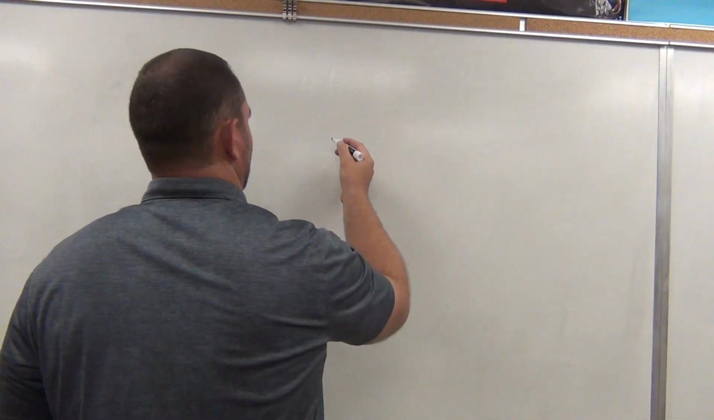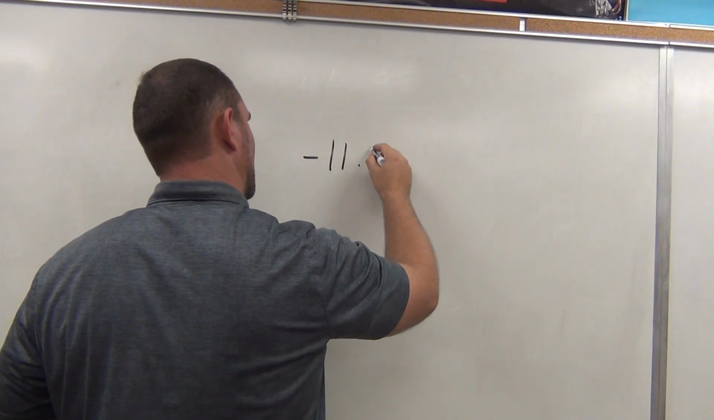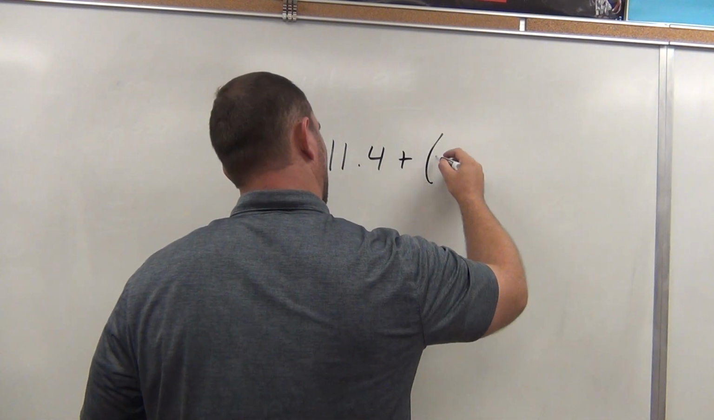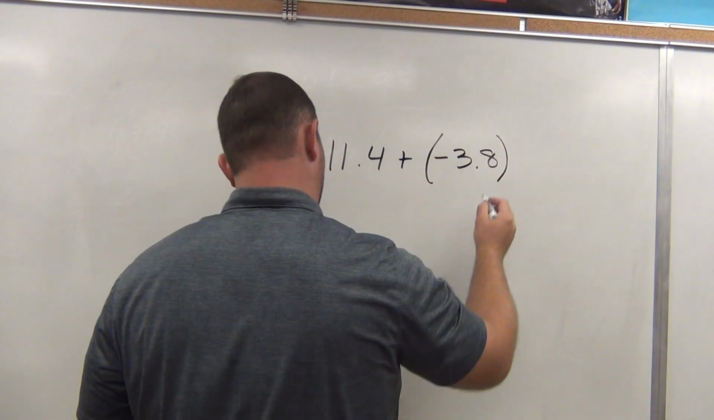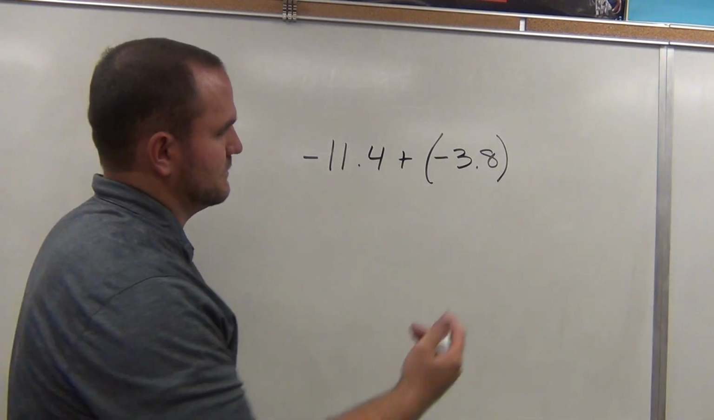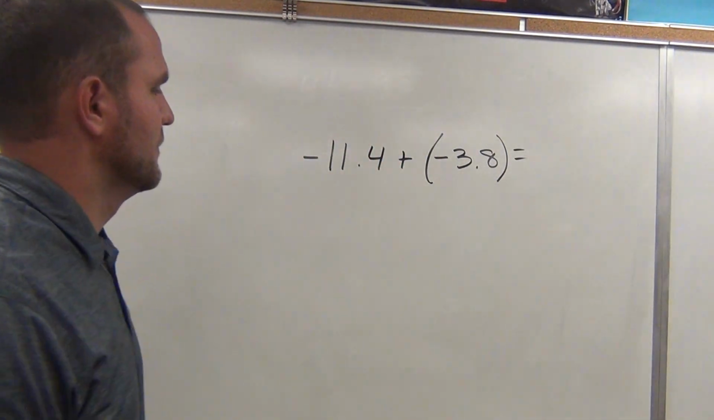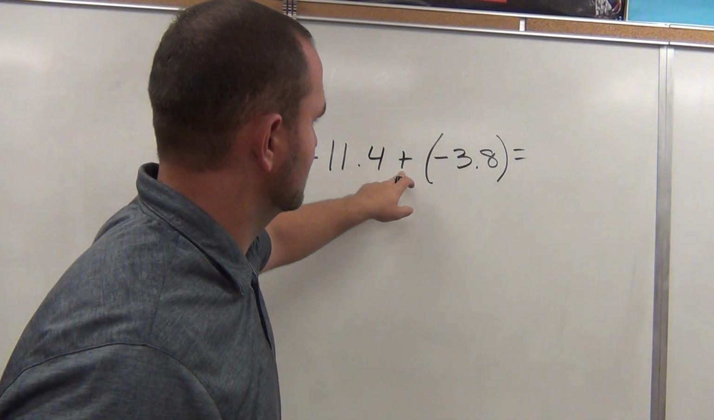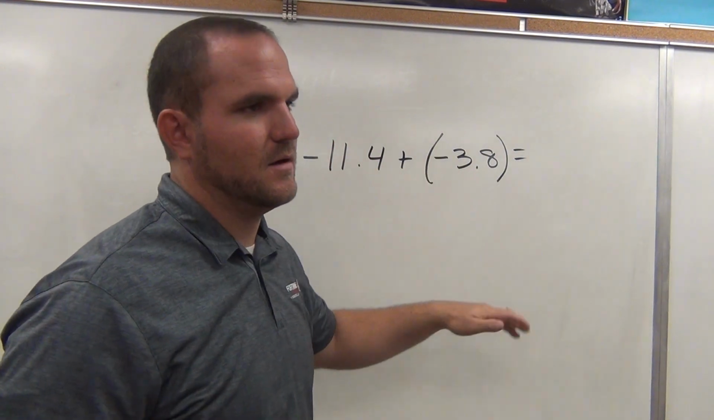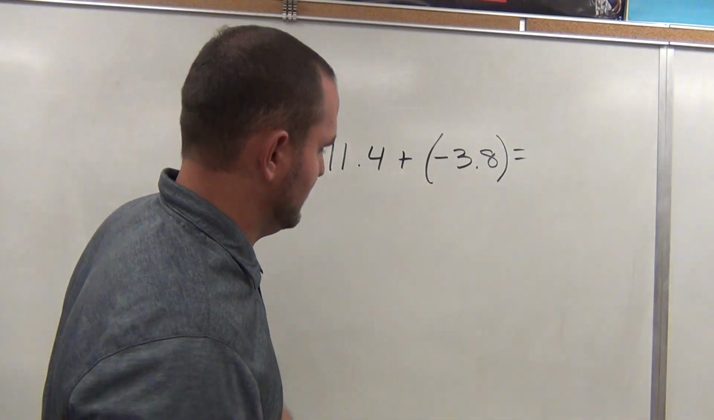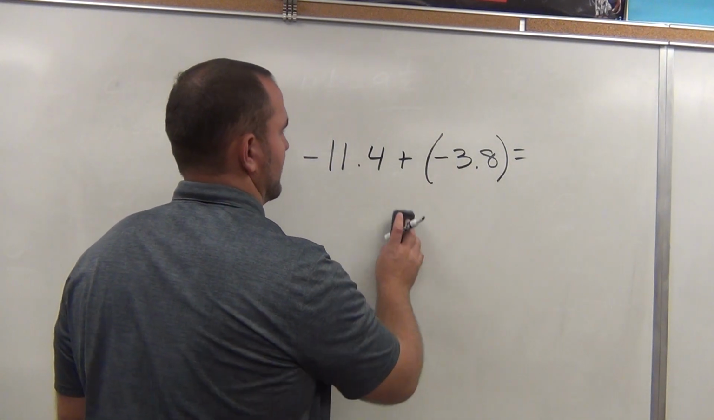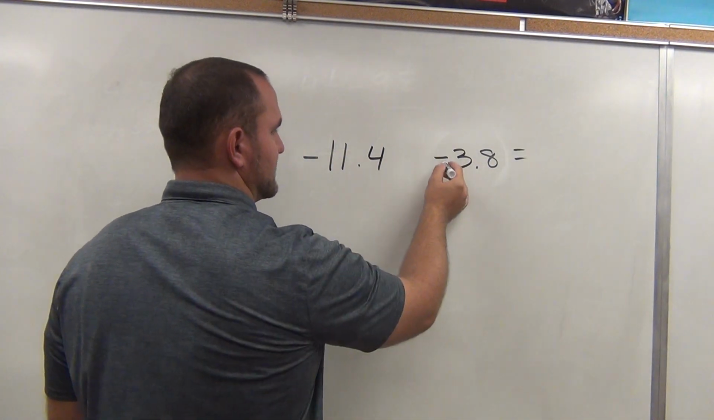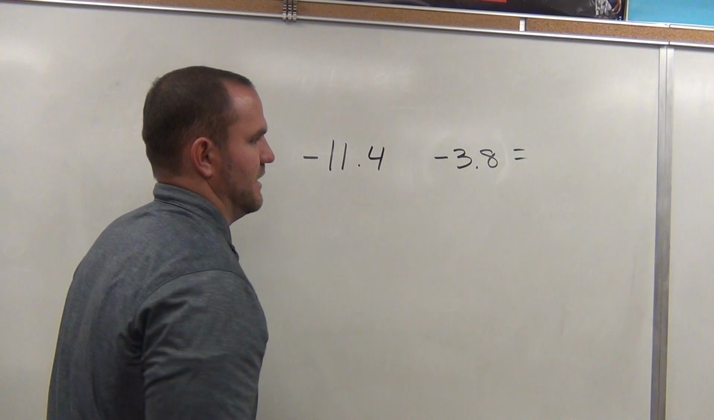So let's look at the next one here. Negative 11.4 plus minus 3.8, like so. And there is an equal sign over here. Put that in there. So we have a negative 11.4 plus negative 3.8. Now, once again, you don't need the plus sign here. It's just there because that's how they have it set up. You could get rid of these parentheses. The parentheses are just kind of holding this negative to remind you that it belongs to that 3.8.